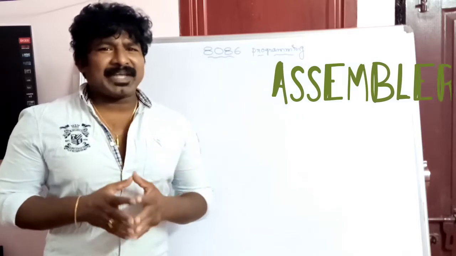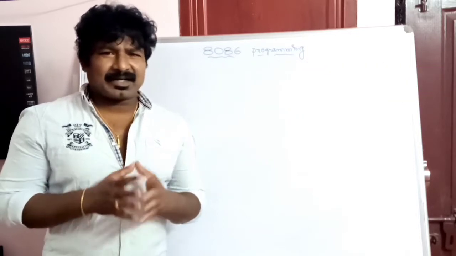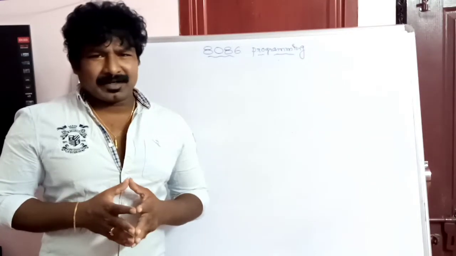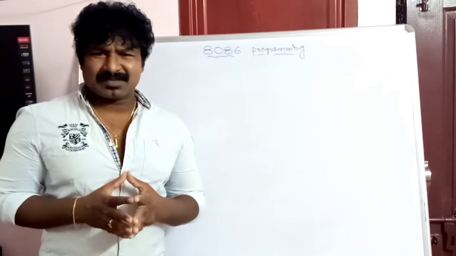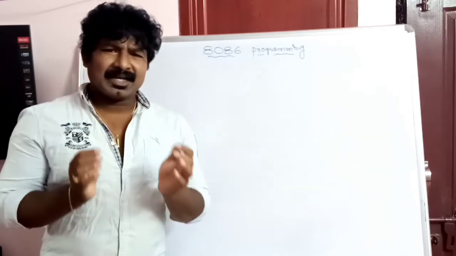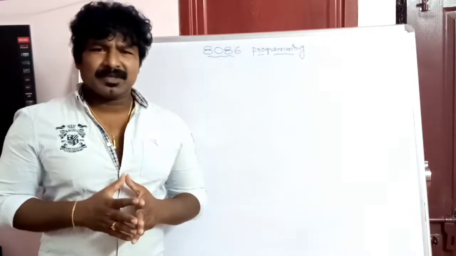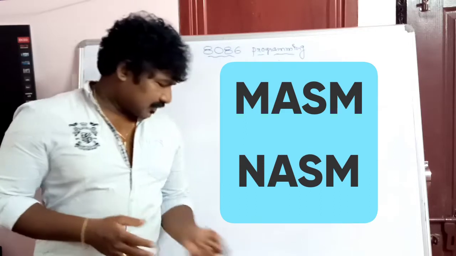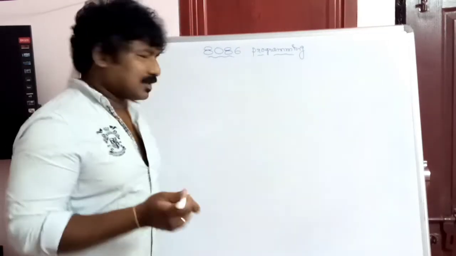So what are the various assemblers available in the market to do 8086 programming? One of the popular assemblers is TASM, developed by the Turbo company, so you call it the Turbo Macro Assembler. There are some other software also available, like MASM and NASM. Let me write those names.